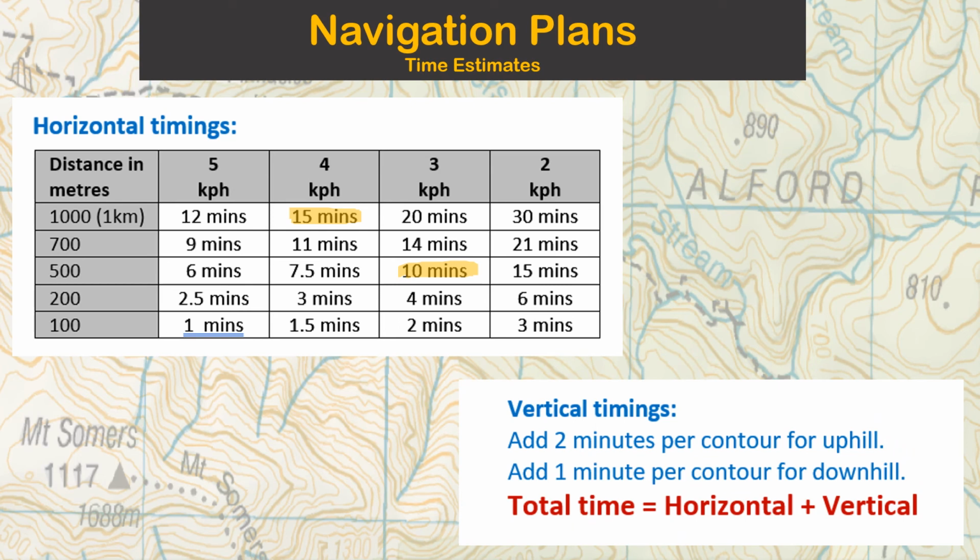With the vertical timings, the horizontal distance is what you can measure with a piece of string or ruler on your map, and then the vertical timings is the height gained or lost. So if you are gaining height in this section, then you add 2 minutes per contour for uphill and add 1 minute per contour for downhill. And then the key thing here is you add the two together, the horizontal and the vertical, and that gives you your total time estimate for that specific leg.